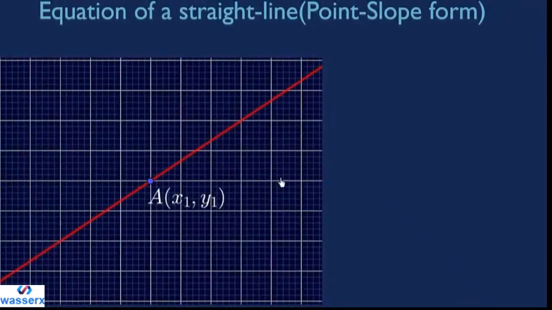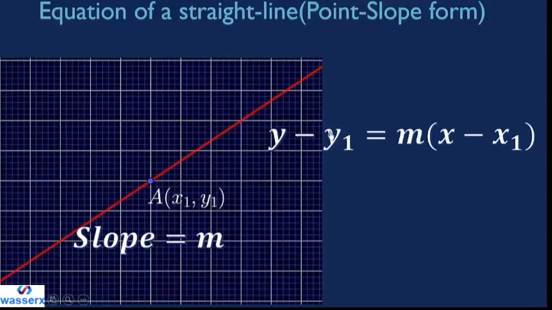We have the equation of a straight line in the point-slope form. If we know the slope of this line, m, and it is passing through the point x1, y1, then the equation is given by y minus y1 equals m times (x minus x1).